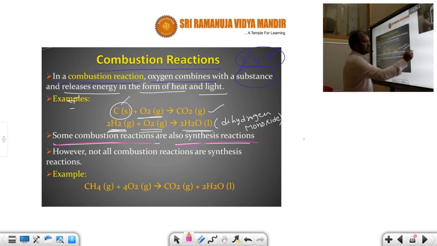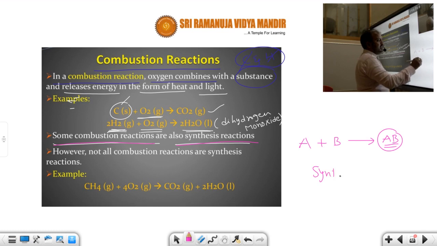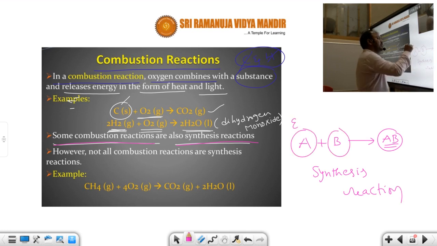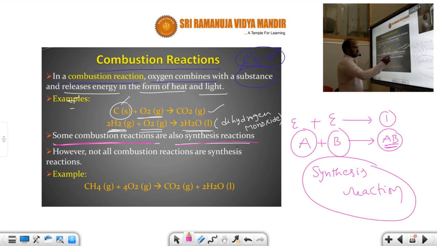What does synthesis reaction mean? Elements combine with each other, and in the product side only one new substance is formed. Then the chemical combination reaction is also called a synthesis reaction. Here A is an element, B is an element, they combine, and AB is the only one new substance formed in the product side. So some combustion reactions are also synthesis reactions.